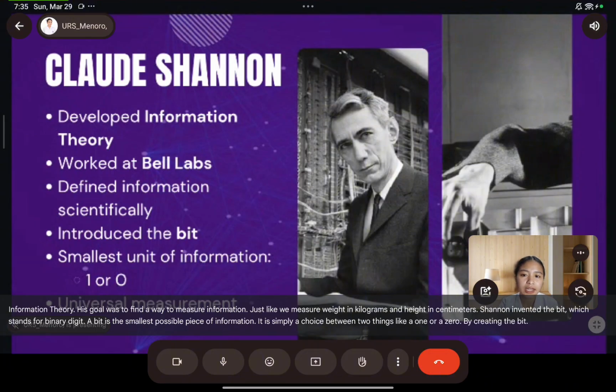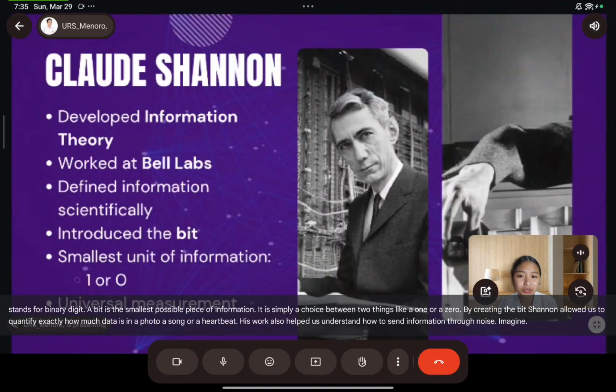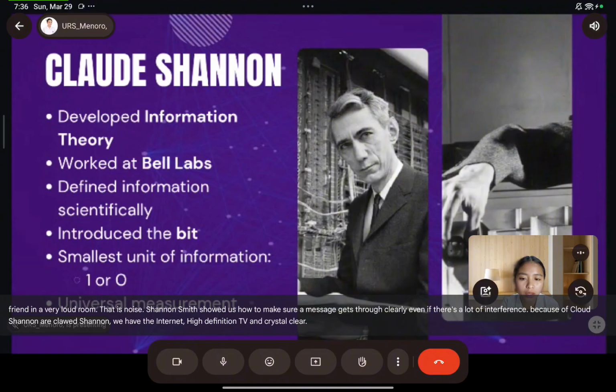By creating the bit, Shannon allowed us to quantify exactly how much data is in a photo, a song, or a heartbeat. His work also helped us understand how to send information through noise. Imagine trying to talk to a friend in a very loud room. That is noise. Shannon's math showed us how to make sure a message gets through clearly, even if there's a lot of interference.